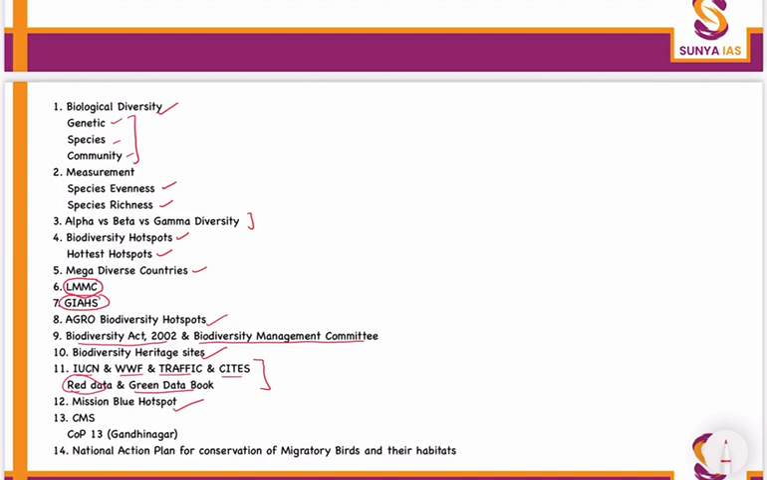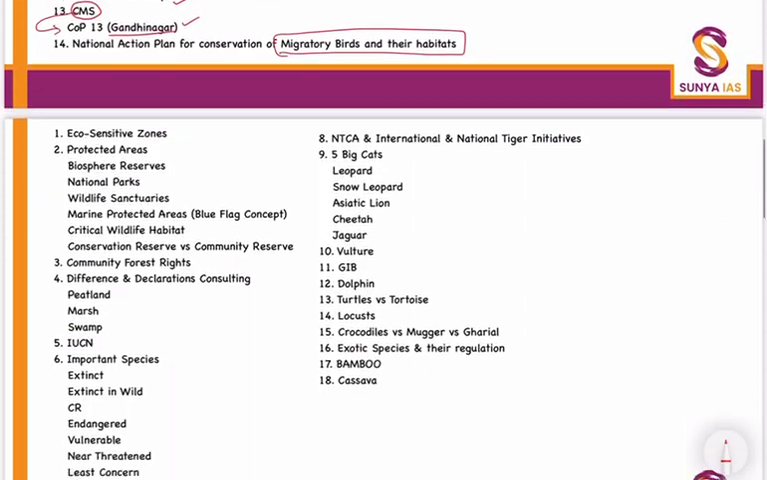Then there is the Mission Blue Hotspot. Then CMS you have to do. This is the Convention on Migratory Species, and its COP 13 was held in Gandhinagar, Gujarat, right? So do the details of this COP, like what was the mascot and what was the theme. Then you have to do the National Action Plan for Conservation of Migratory Birds and their habitats. This is another initiative. Then let's move on to the next.